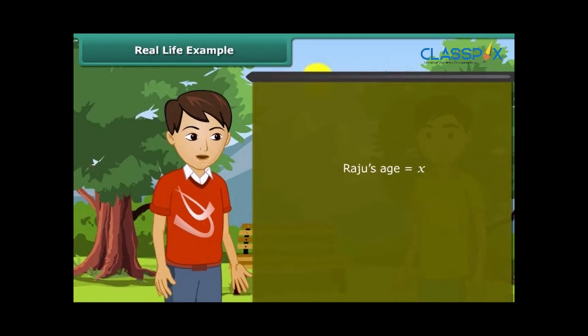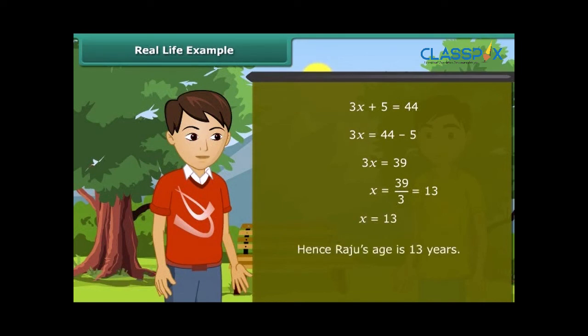We have to find Raju's age, therefore we will take it as x. Now 5 years more than 3 times Raju's age is 3x plus 5, which is equal to 44. Now we will solve this equation. Transposing 5 to the right-hand side, we get 3x equal to 39. Transposing 3 to the right-hand side, we get x as 13. Hence, Raju's age is 13 years.